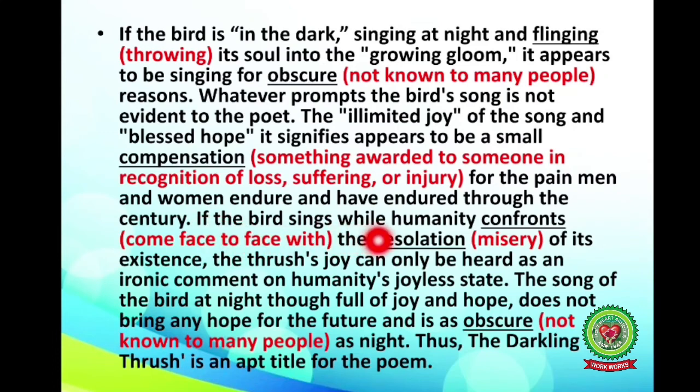If the bird sings while humanity confronts the desolation in its existence, the thrush's joy can only be heard as an ironic comment on humanity's joyless state. The song of the bird at night, though full of joy and hope, does not bring any hope for the future and is obscure as night. Thus, the Darkling Thrush is an apt title for the poem. Underline the word confronts, write down come face to face with, and desolation means misery. Obscure means not known to many people.